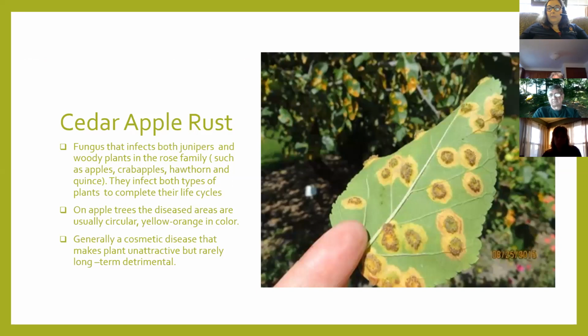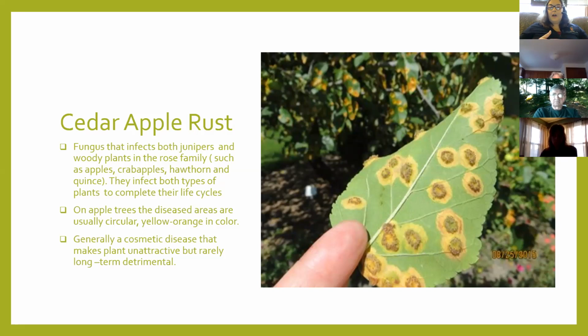And then cedar apple rust. This one is interesting because you have a secondary host, which is junipers. And if you were to get rid of that secondary host, you wouldn't have this type of rust. They have to have both in order for this fungus to complete its life cycle. Unfortunately, it can affect a lot of different plants, not just apples and junipers. You also have hawthorns and quince.